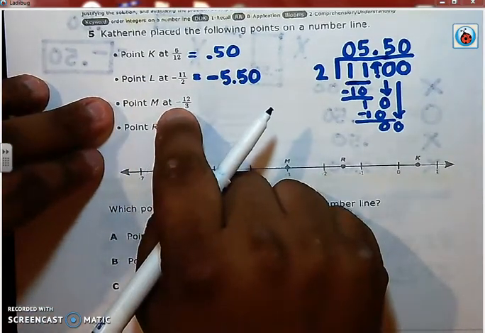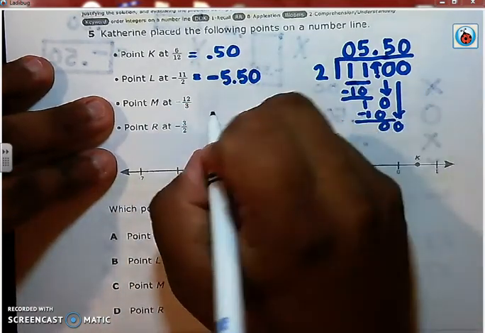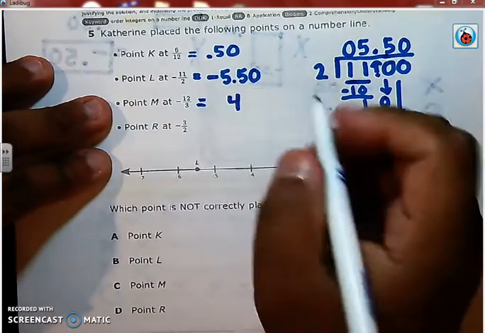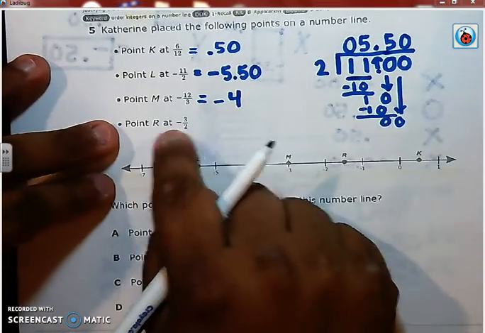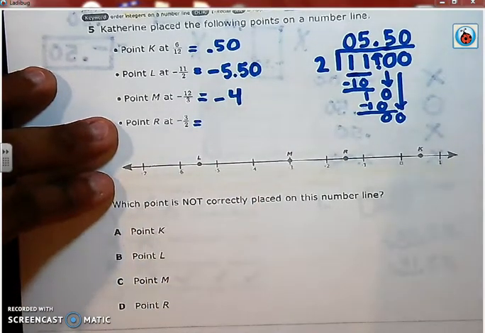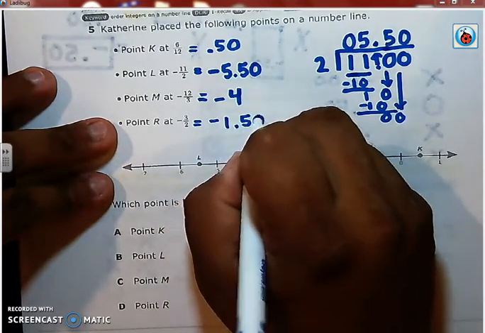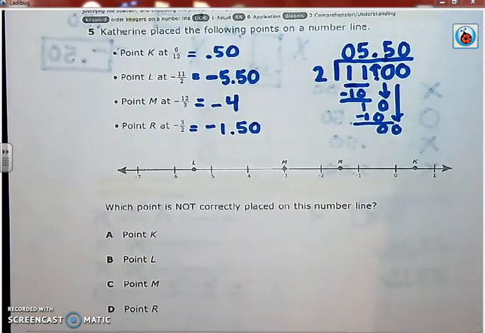Point M, negative 12 divided by 3. Well, 12 divided by 3 is the same thing as 4. And it was a negative, so negative 4. And then point R, negative 3 halves. When you divide that, you're going to get negative $1.50. So that was my first step for number 5. I saw that there were fractions there, so I instantly switched them to decimals.